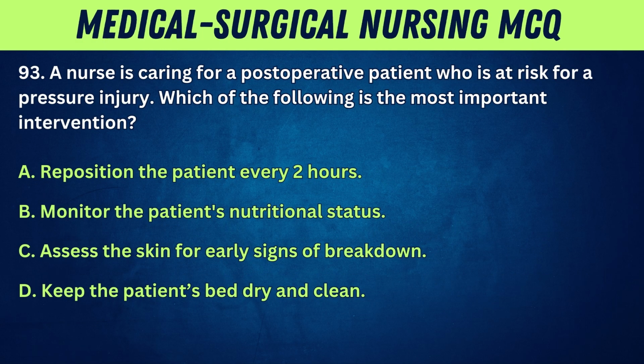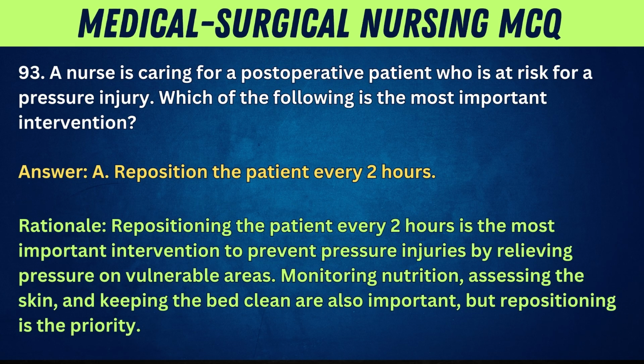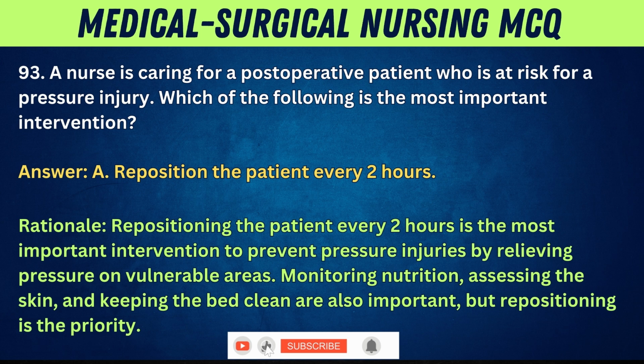93. A nurse is caring for a postoperative patient who is at risk for a pressure injury. Which of the following is the most important intervention? A. Reposition the patient every 2 hours. B. Monitor the patient's nutritional status. C. Assess the skin for early signs of breakdown. D. Keep the patient's bed dry and clean. Answer: A. Reposition the patient every 2 hours. Rationale: repositioning the patient every 2 hours is the most important intervention to prevent pressure injuries by relieving pressure on vulnerable areas. Monitoring nutrition, assessing the skin, and keeping the bed clean are also important, but repositioning is the priority.